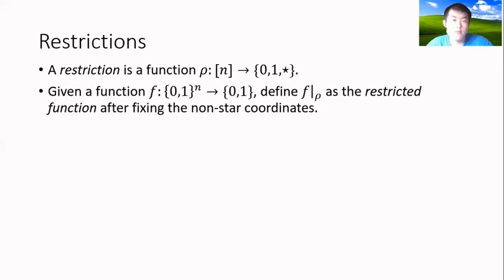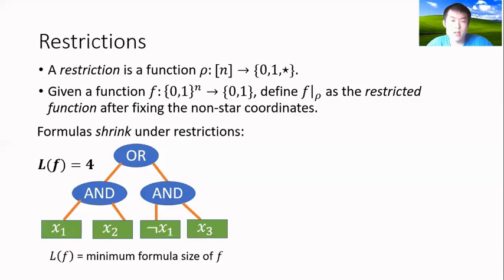Given a Boolean function f with n input bits, we can apply rho to f and obtain a restricted function, which can usually be much simpler than the original function f.